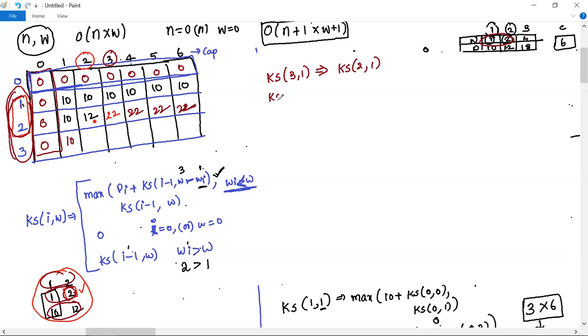Next, ks of 3 comma 2. Third object size is what? 4. We cannot include. So remove that object and take the 2 2. 2 2 value is how much? 12.